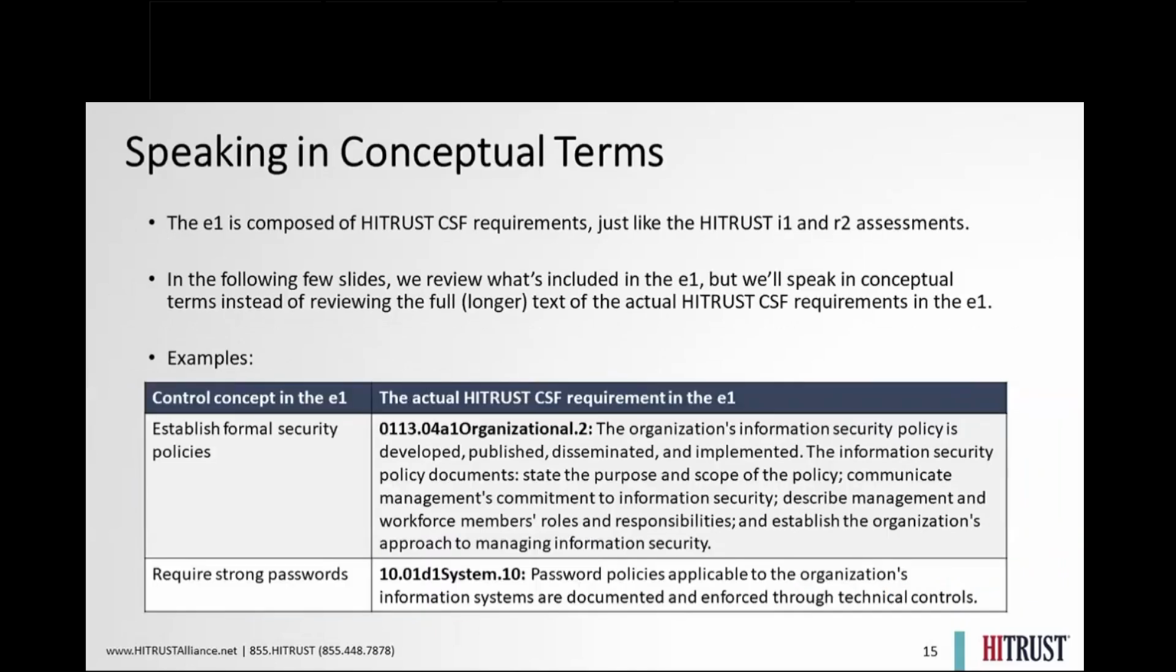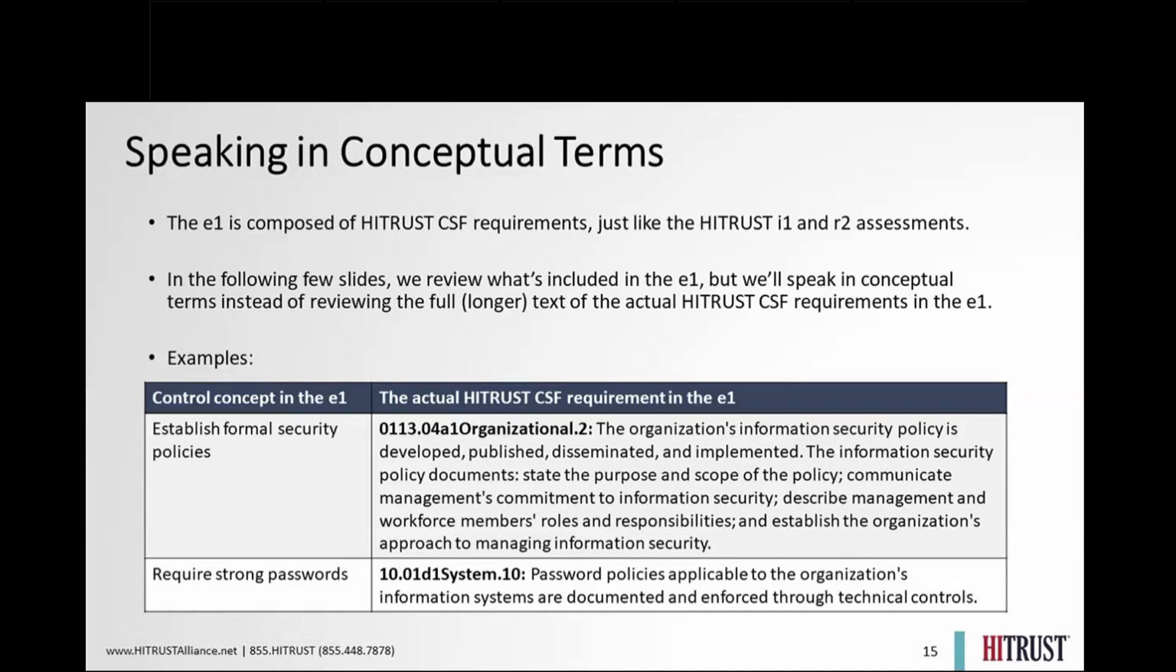And so the E1 has 44 HITRUST CSF requirements, which is significantly smaller than other HITRUST assessments. Hopefully those in the audience who are familiar with doing an R2 are saying, wow, 44. Which 44? We can do this. I want to show the 44 that are in, but I don't want to show the actual depth of the HITRUST CSF requirement language just because the slides would be too busy. So instead, I want to show the concepts. I just want to speak to you as concepts as opposed to the full HITRUST CSF requirements in the following slides.